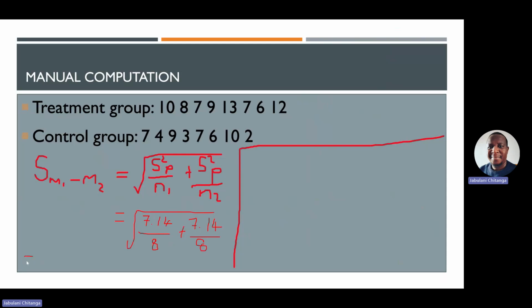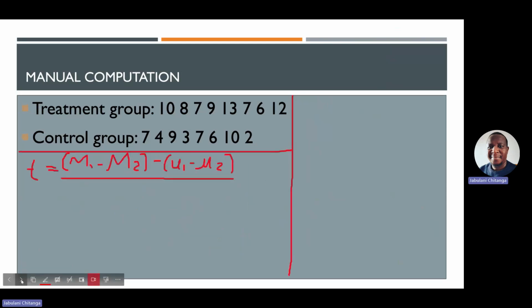Let me write here so I have space. So it's 8 into 7.14, you get 0.89, and then 0.89. If you add the two, you get 1.78. Like I've just said, don't forget to take the square root. So the square root of 1.78, the answer is 1.34. Remember, let me check if I wrote it here. Yes, I wrote it here.